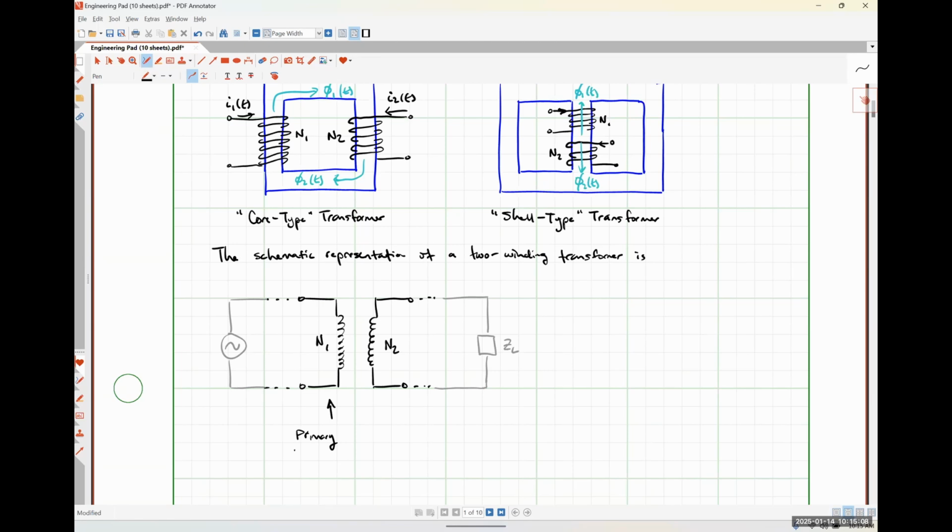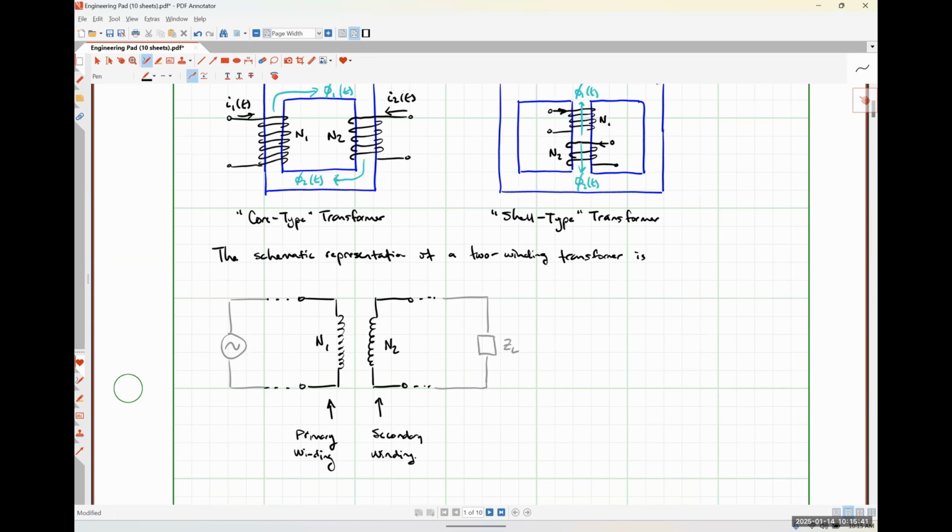primary winding, and coil 2 over here would be our secondary winding. So whichever side of our transformer is connected to our source, we typically call the primary. Whichever side is connected to our load, we typically call the secondary, okay?